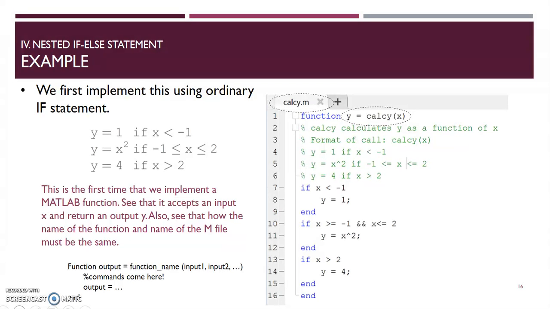The important thing about a function is that it must be saved in an M file, and the file must be saved using the same name as the function. So, each function has its own M file. It's enough for now. We will specifically work with functions later.